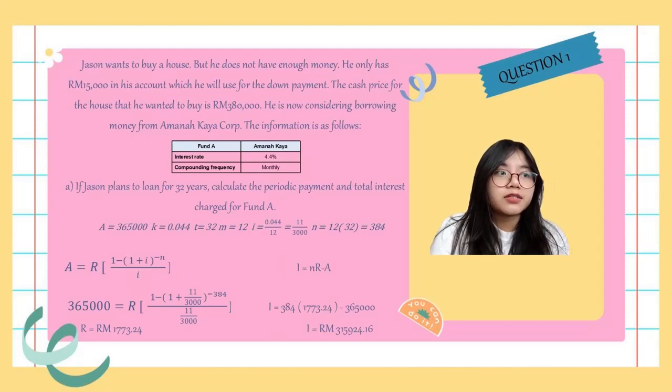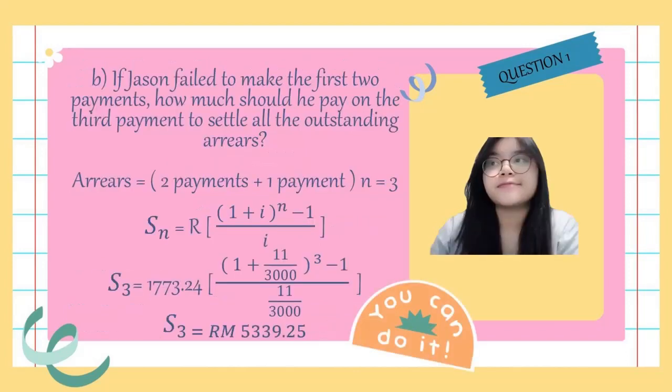The question is asking for interest, so the formula that we will use to find the interest is I equals NR minus A. I equals 384 multiplied by 1,773 ringgit and 24 cents minus 365,000. So the answer for interest is 315,924 ringgit and 16 cents.